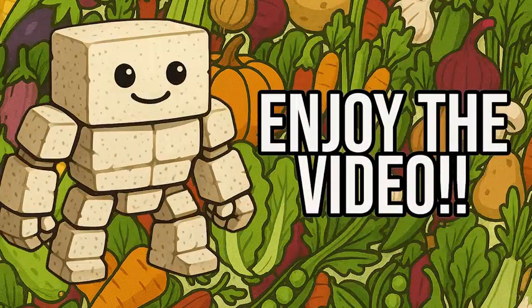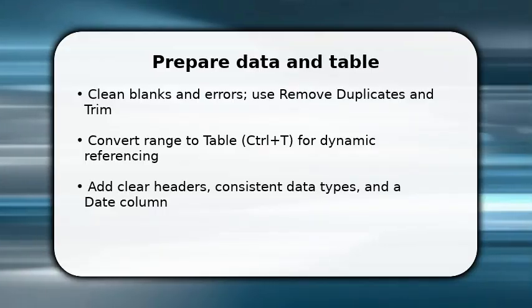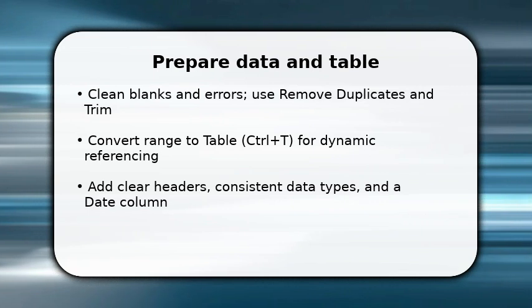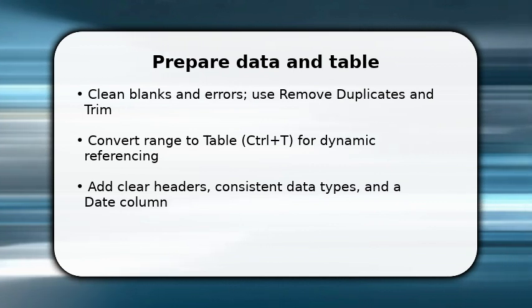Please enjoy the video. You start by cleaning and structuring data so charts reflect reality. Remove blanks and mismatched types. Once done, select the range and press Ctrl+T to convert it to a table. This gives you live ranges and makes formulas simpler. Make sure headers are precise and units consistent so Excel assigns axes correctly.